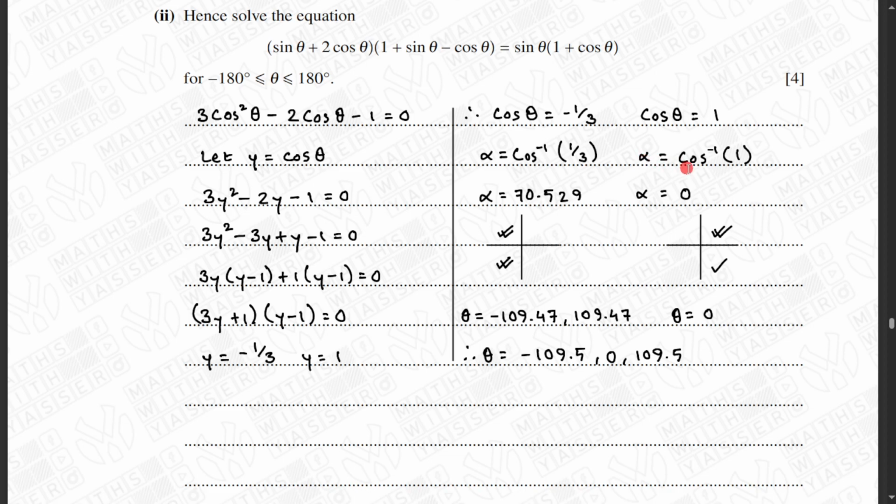So basic angle alpha is equal to cos inverse of +1. So alpha equals 0. Alpha is 0, so that means we have positive cos. So it will lie in the first quadrant and the fourth quadrant. So theta will be 0, both clockwise and anti-clockwise from this point. So the angles are -109.5, 0 and +109.5.